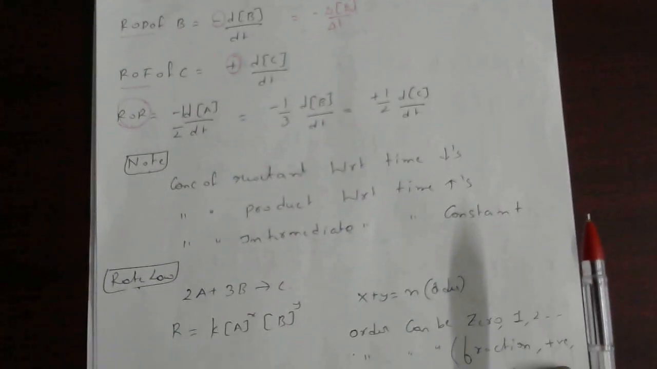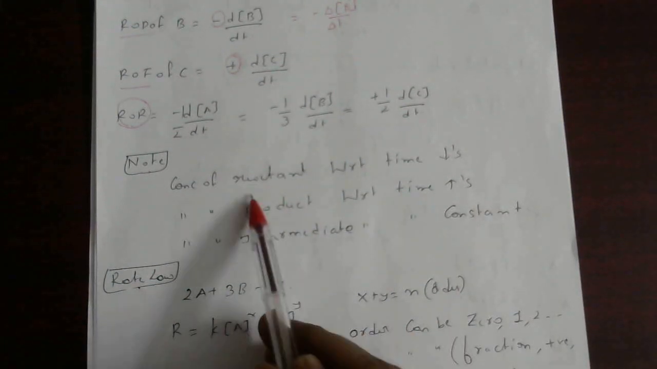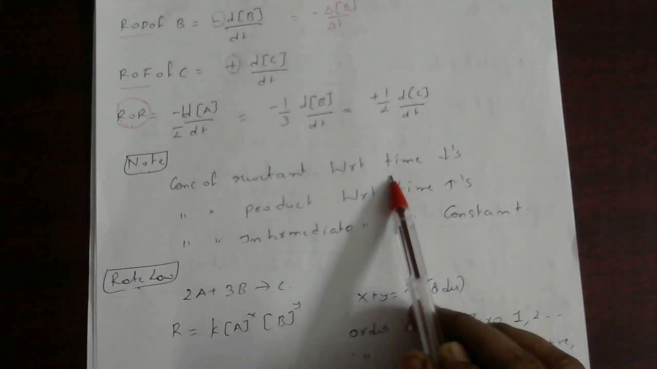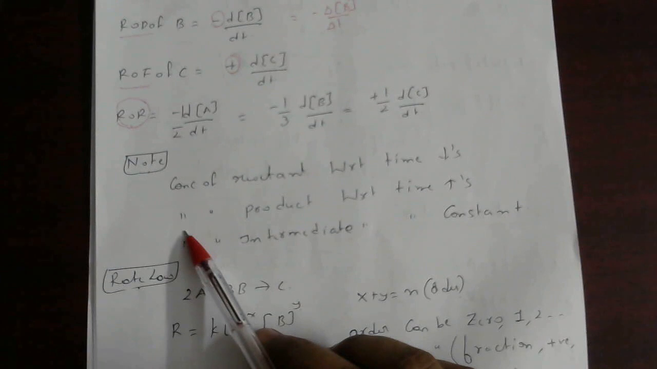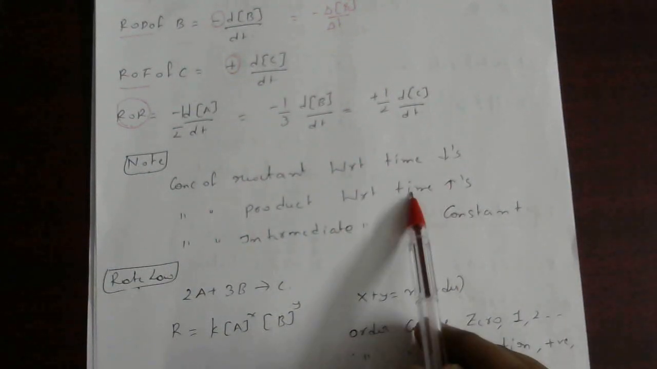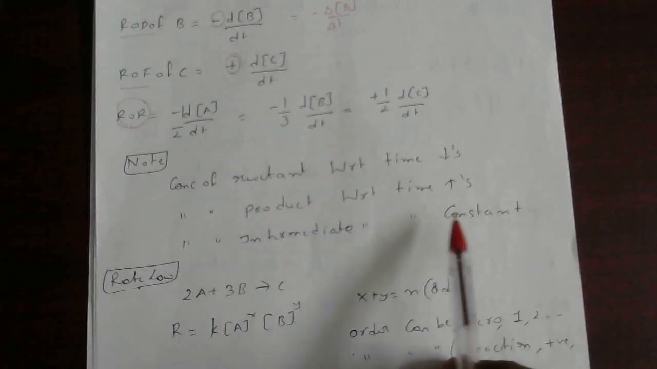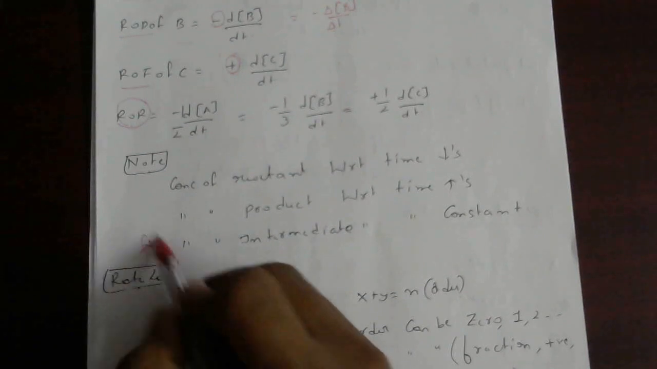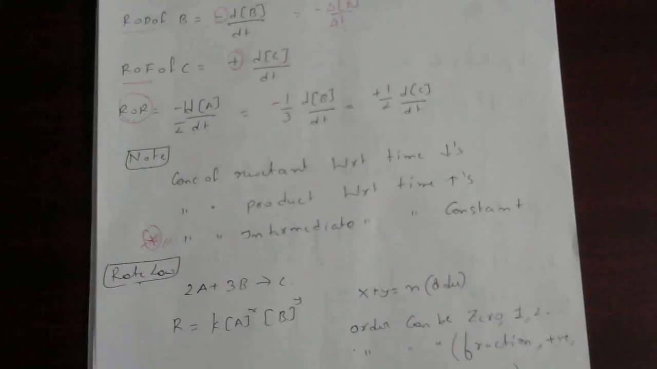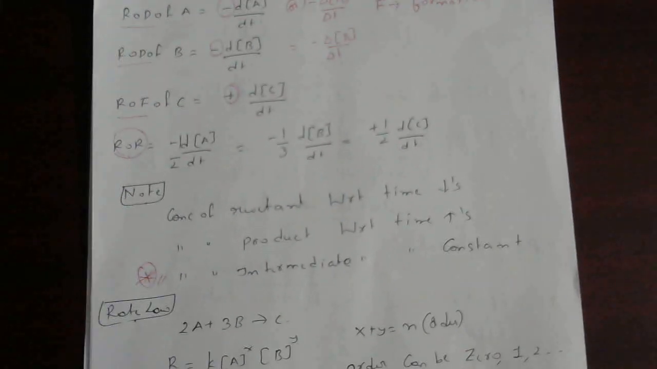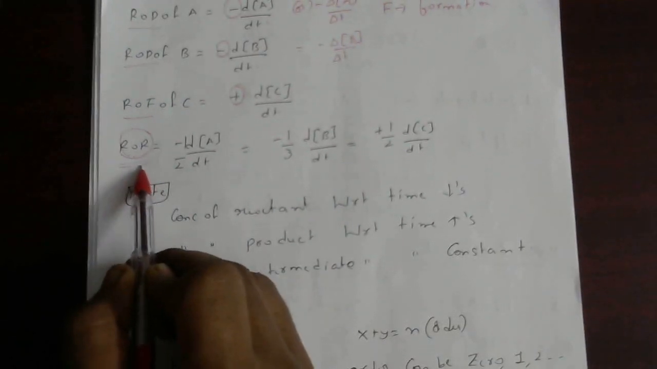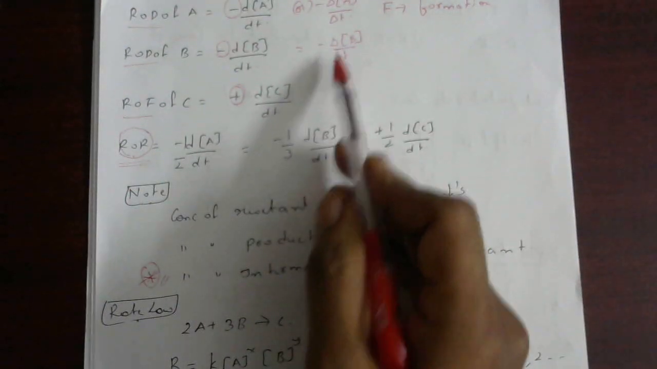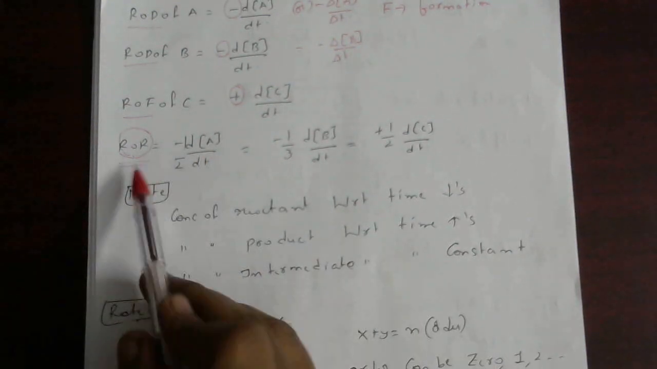Now let us go to some important points we have concluded here. Reactant concentration decreases with respect to time, product concentration increases with respect to time, and intermediate concentration remains constant with respect to time. This last point you will come to know at the end of this chapter. Next, I have written the rate of reaction with respect to differentiation, with respect to change. This delta is nothing but change, and d is nothing but differentiation.